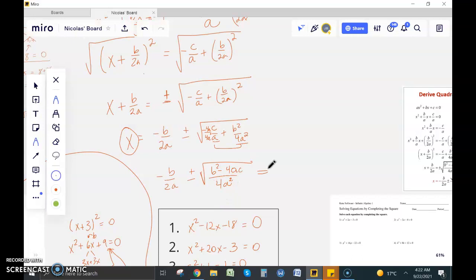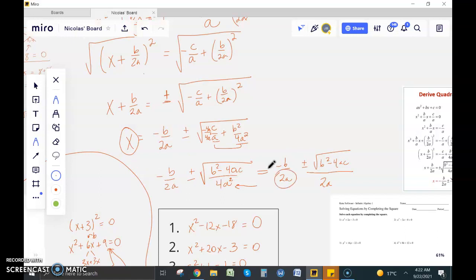So what's the square root of 4a squared? Just 2a. But it's still going to be in the denominator. So I'm still going to have my negative b over 2a plus or minus the square root of b squared minus 4ac. But this is going to be divided by 2a that's outside of the root because I've already taken the square root of that. And by the way, remember this all equals x, right?